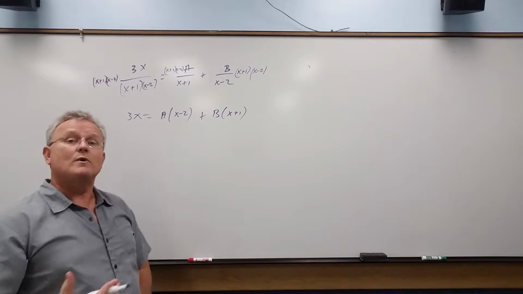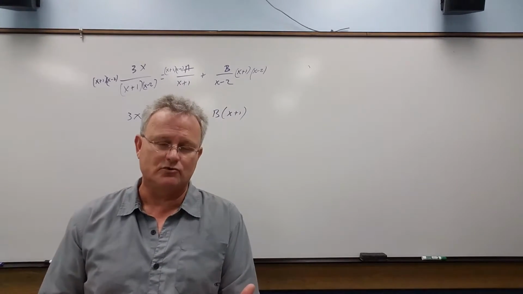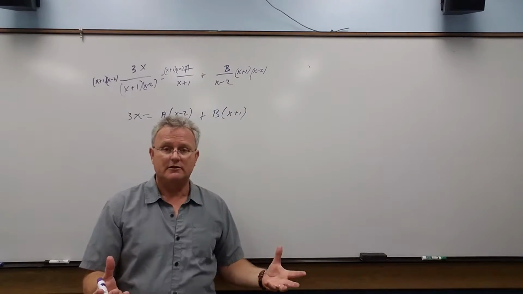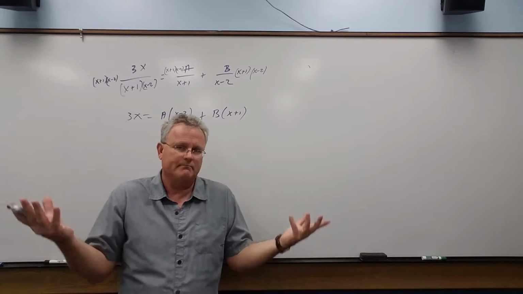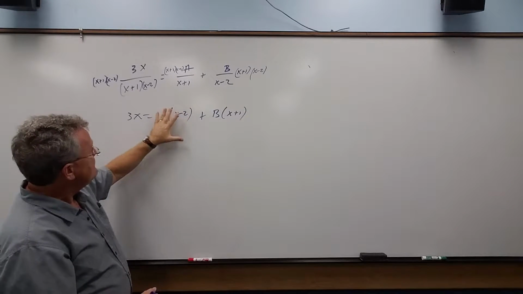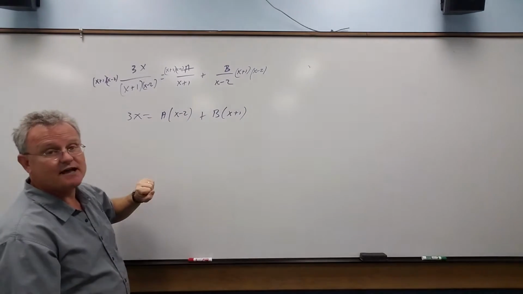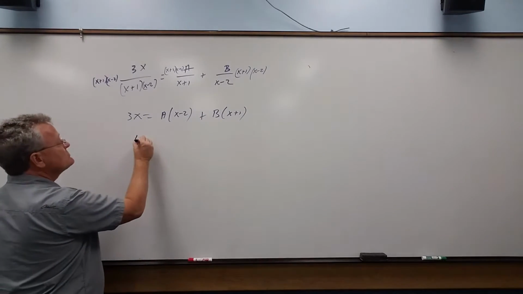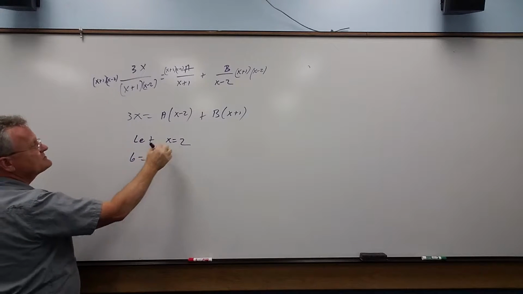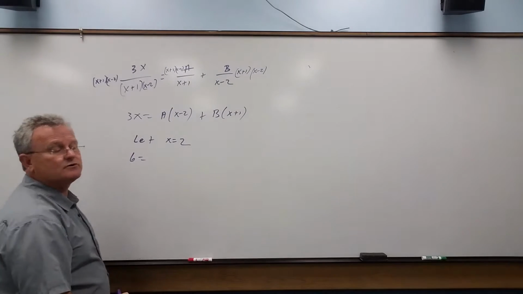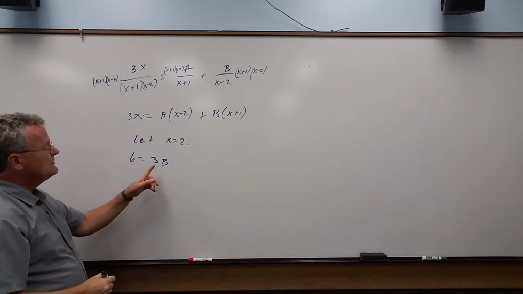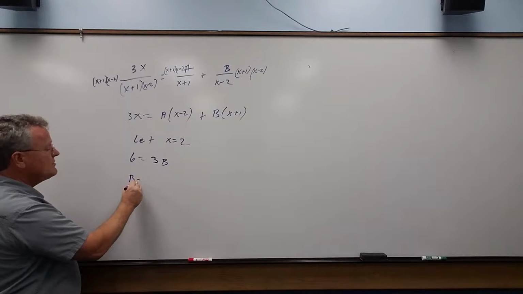All right, now one way to solve this is to pick convenient choices for x, convenient values. X is a variable, so it can be any number. Let's let x equal 2. I'm picking that because when x is 2, a is going to go away because we're going to get a times 0, and we can solve for b. When it is 2, 3 times 2 is 6. 2 minus 2 is 0, and 0 times a is 0. 2 plus 1 is 3, and we get 3b. Dividing both sides by 3, we know b is 2.